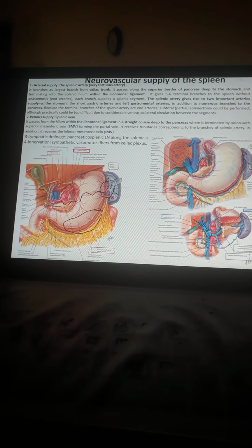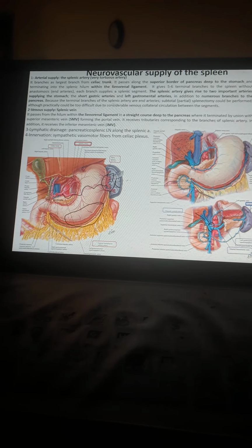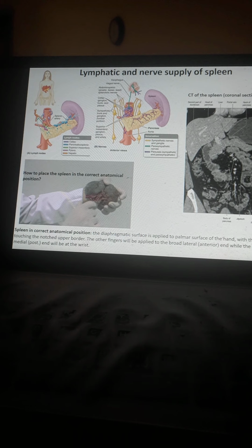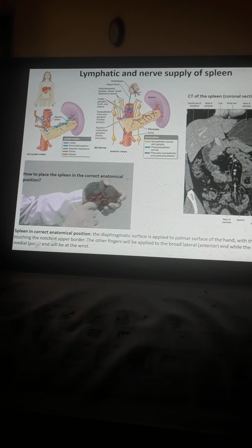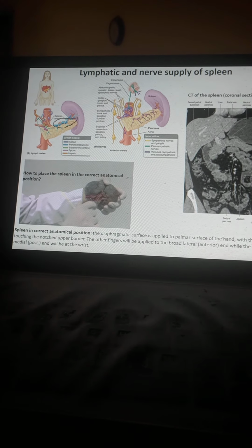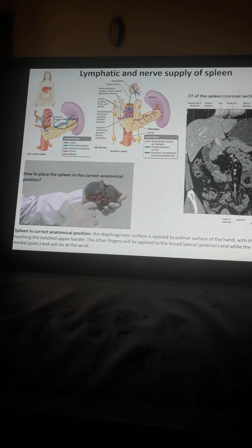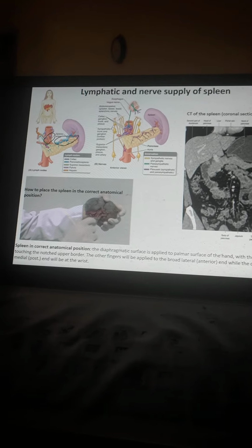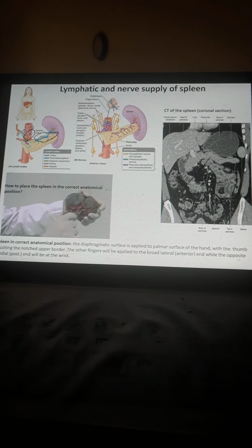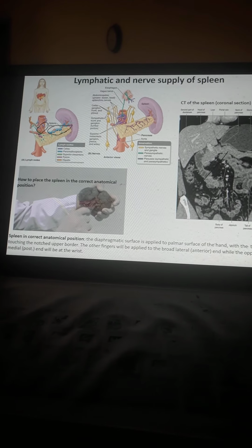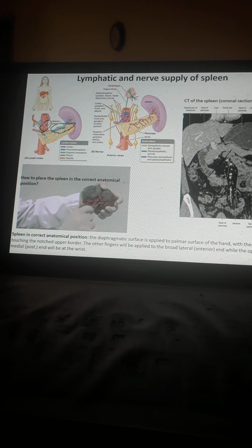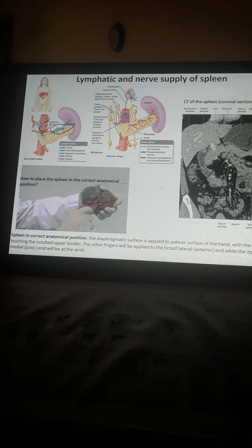The spleen also has draining lymph nodes, called splenic or pancreatosplenic lymph nodes here, which drain finally to the celiac lymph nodes around the celiac trunk. Here is the CT of the spleen. As you see, here is the spleen, and here is the stomach, and here is the liver.